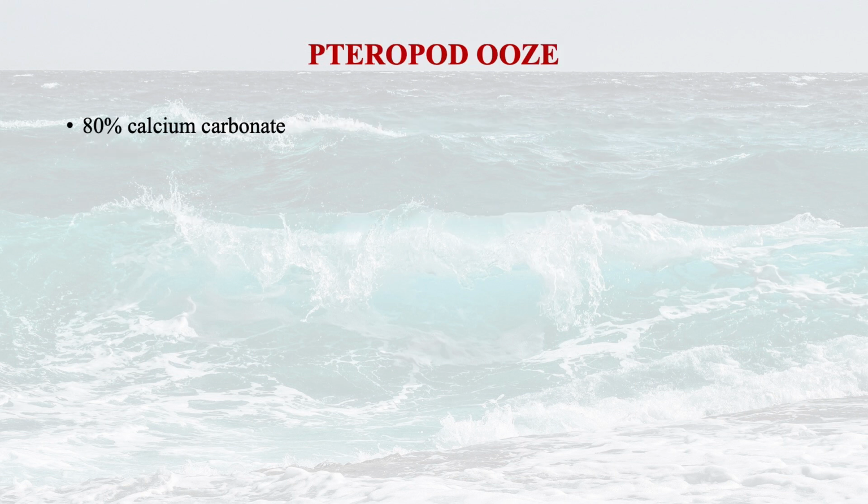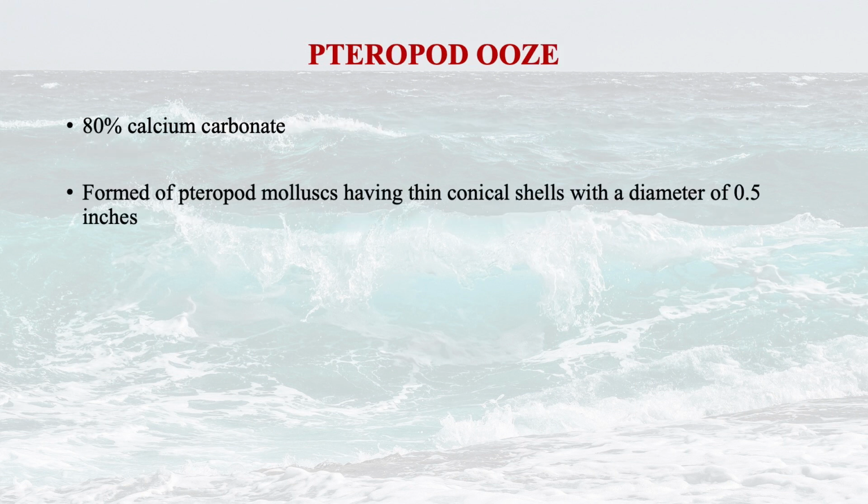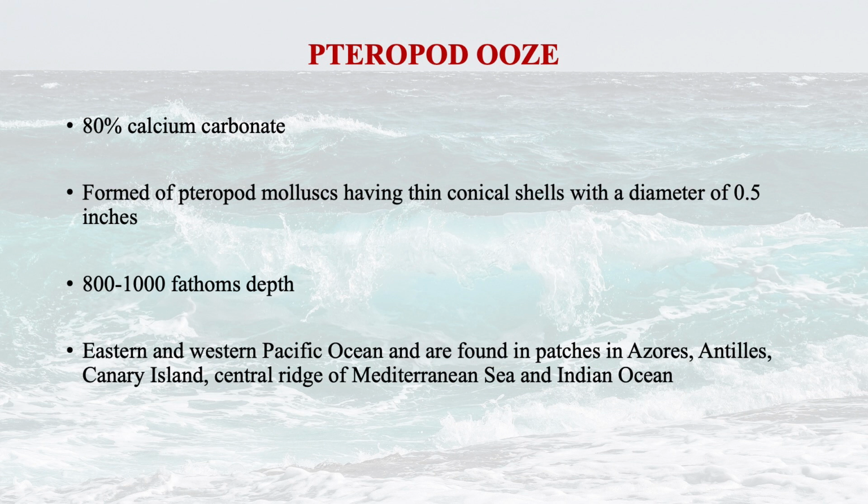Pteropod ooze has 80% calcium carbonate and is formed of pteropod mollusks having thin conical cells with a diameter of about 0.5 inches. They are predominantly found up to a depth of about 800 to 1000 fathoms, and they are scattered along the eastern and western Pacific Ocean and are found in patches in Azores, Antilles, Canary Island, central ridge of Mediterranean Sea and Indian Ocean.